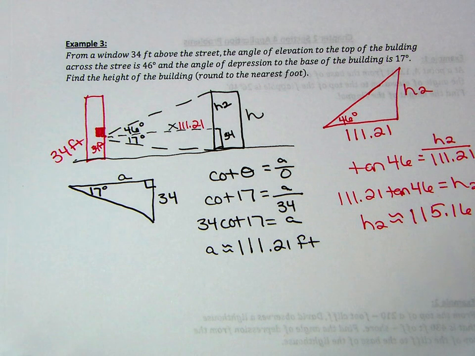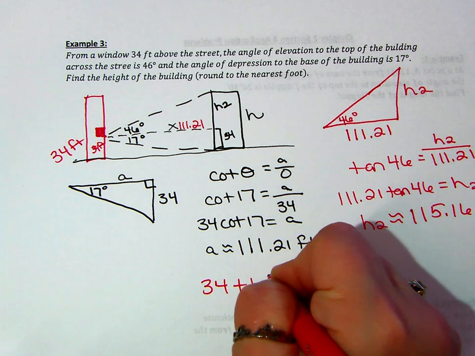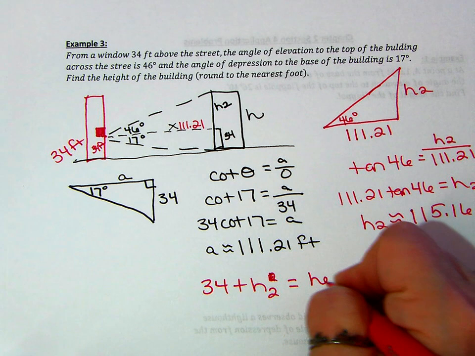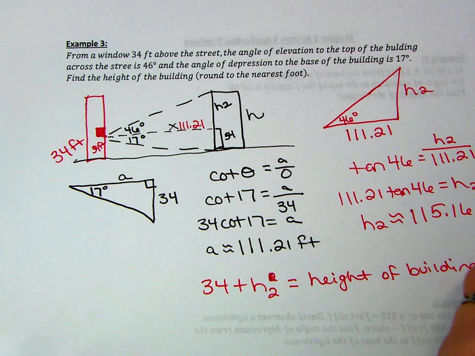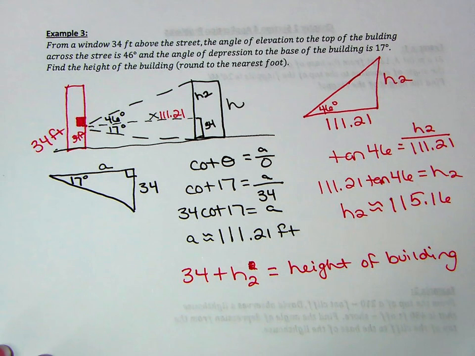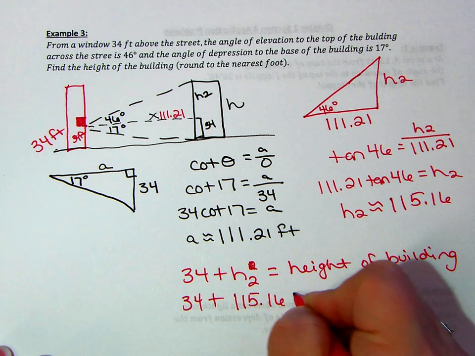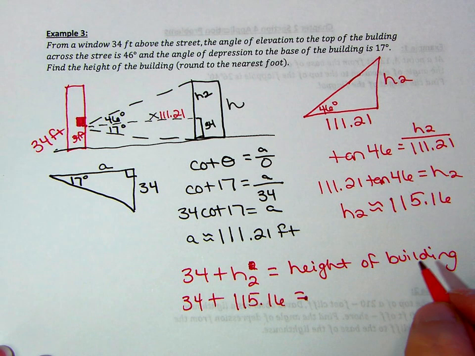So the 34 plus the H2 equals the height of the building. So 34 plus 115.16 equals, it said round to the nearest foot, so it's going to be 149 feet tall.